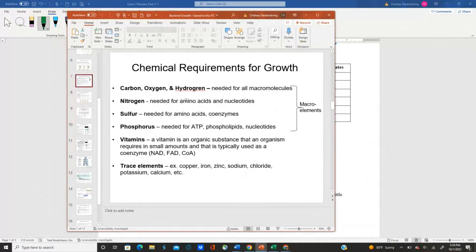Okay, so nitrogen is needed for amino acids, that's for proteins. Nucleotides make up nucleic acids.